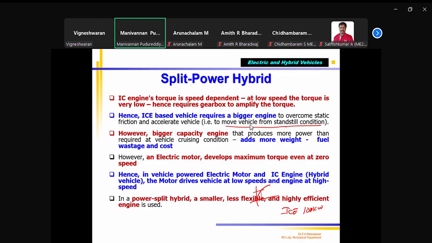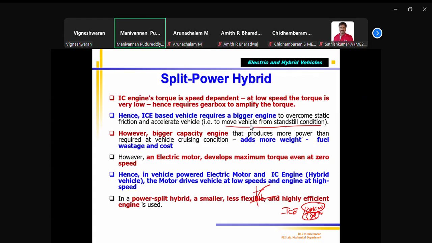But once the vehicle starts moving, the static friction is gone. Only aerodynamic friction and rolling friction are there, which are much lesser compared to static friction. At that time you have a 300 kilowatt engine, a bigger engine weight-wise, and you don't need that much power. What you need is 100 kilowatt power at mid torque. So you can avoid the gearbox with a bigger engine, but you will be unnecessarily carrying weight, and that power is not needed for your vehicle.